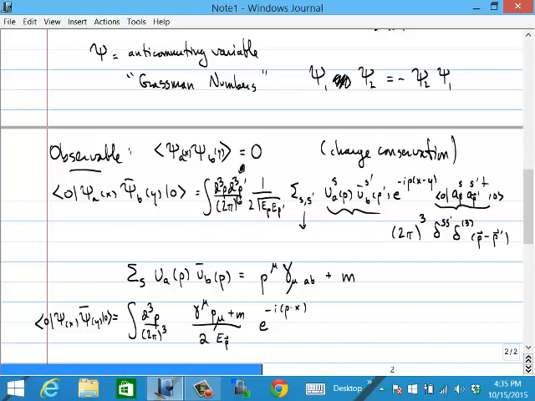Any questions on that? So I'm going through this calculation a little bit quickly because it's very similar to the calculation that we already did for the real scalar field.